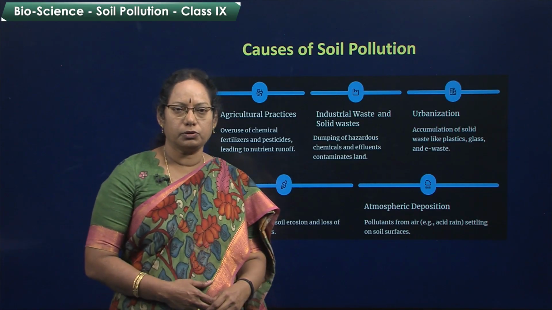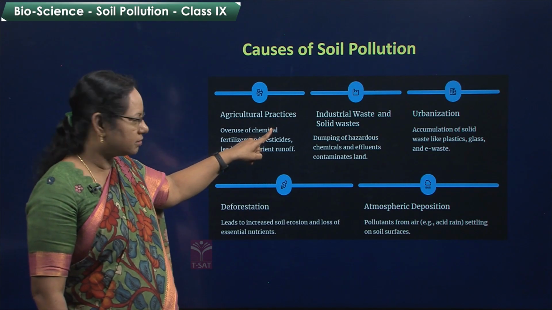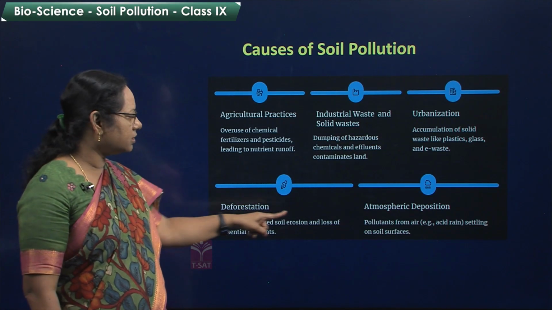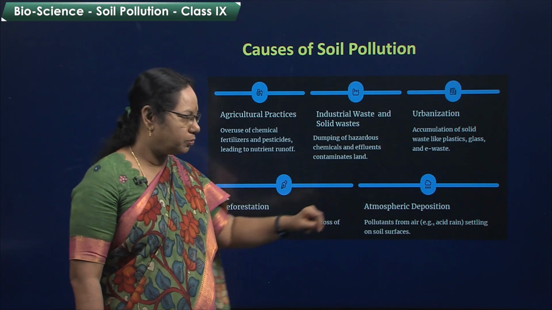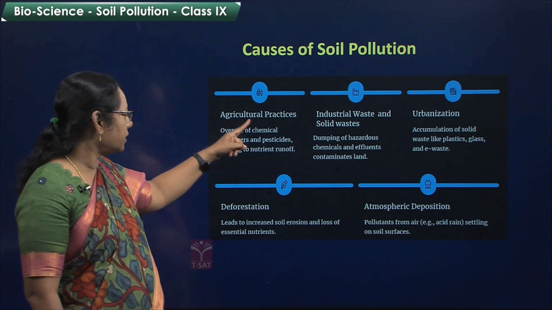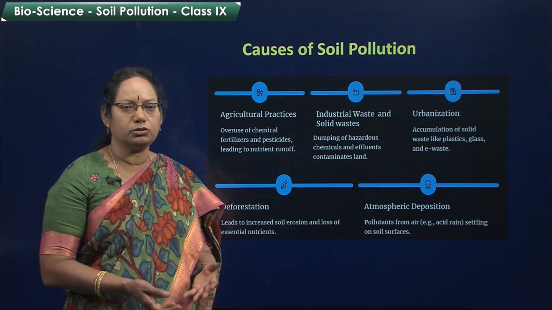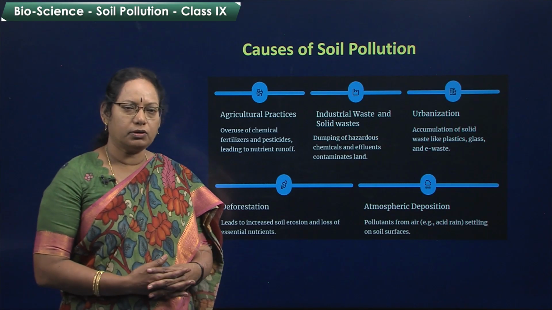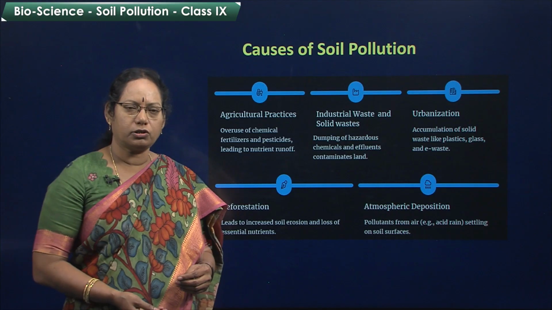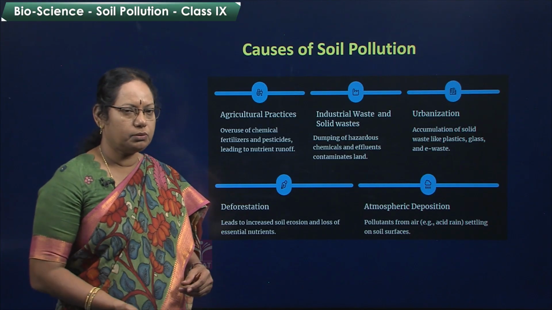Causes of soil pollution, different causes you can see here: agricultural practices, industrial waste and solid waste, urbanization, deforestation and atmospheric deposition. All these are the causes of soil pollution. Let us see about the agricultural practices. In agricultural practices, while growing the crops, what do the farmers do, what do we generally do? We spray a lot of pesticides, a lot of fertilizers, causing soil pollution.